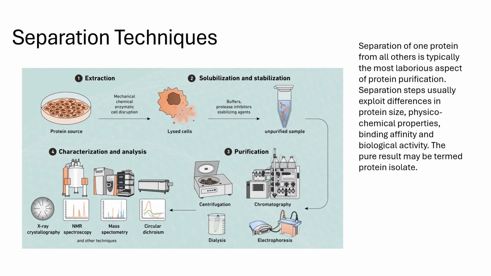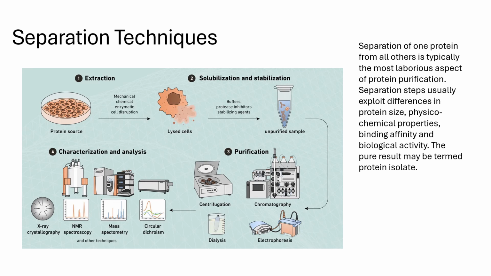Separation of one protein from all others is typically the most laborious aspect of protein purification. Separation steps usually exploit differences in protein size, physico-chemical properties, binding affinity, and biological activity. The pure result may be termed a protein isolate. So first is extraction, second is solubilization and stabilization, third is purification, and fourth is characterization and analysis.